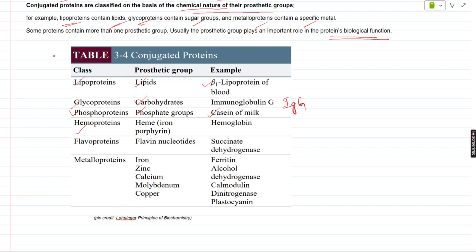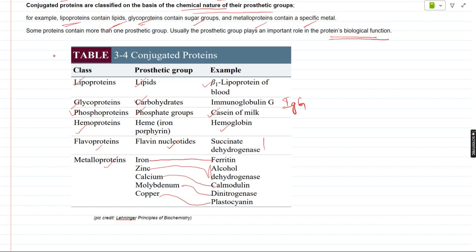Hemoproteins have heme, the iron porphyrin ring, as the prosthetic group, and the very prominent example is hemoglobin. Flavoproteins contain flavin nucleotides as the prosthetic group, and the example is succinate dehydrogenase. It's a very important enzyme in bioenergetics and metabolism, and I will discuss it in more detail in the coming videos. For metalloproteins, if the prosthetic group is iron, the example is ferritin. If it is zinc, it's alcohol dehydrogenase. If it is calcium, it's calmodulin. If it is molybdenum, it's dinitrogenase. And if it is copper, it's plastocyanin.